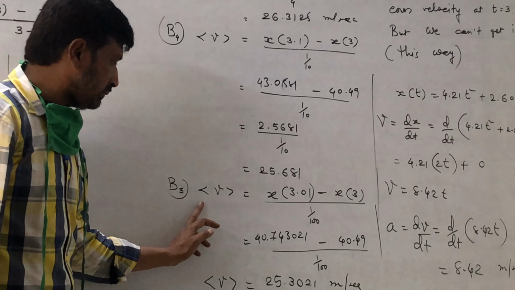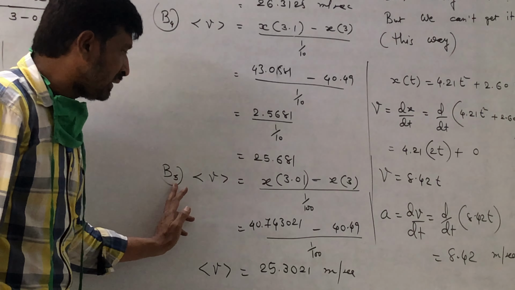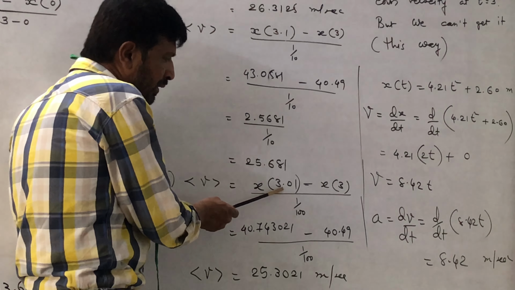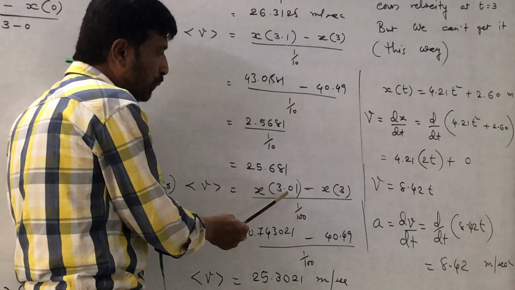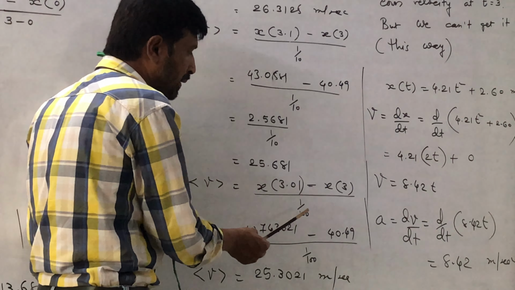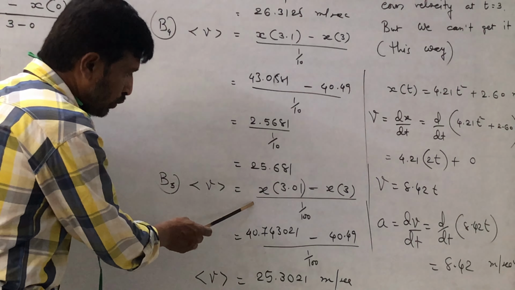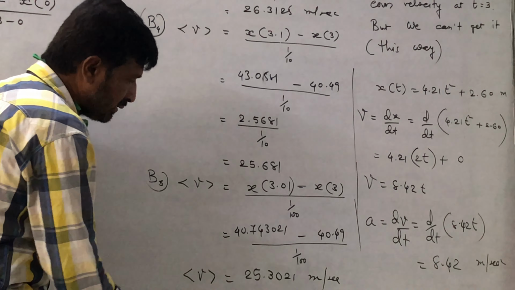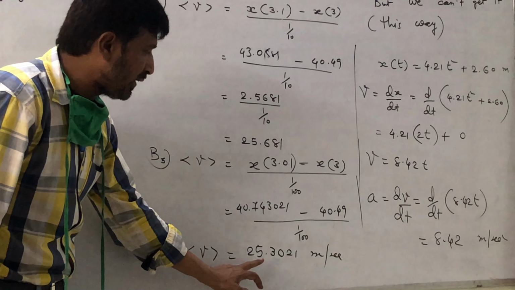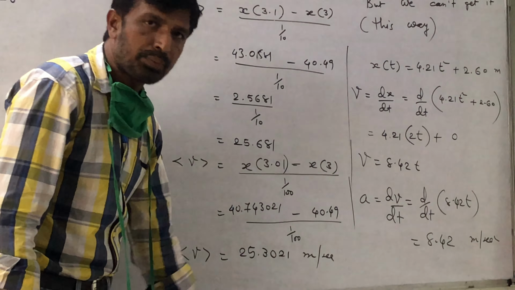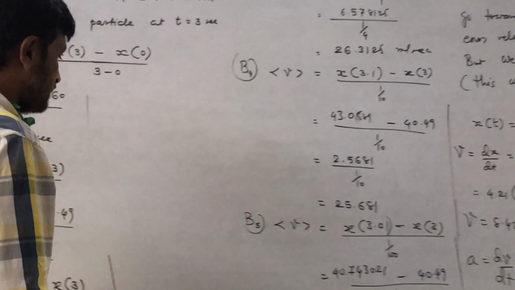In the last reading, we are taking a more smaller time interval, 1 by 100 second. So x of 3.01 minus x of 3 by 1 by 100. So after necessary calculation, we get 25.3021 meter per second.